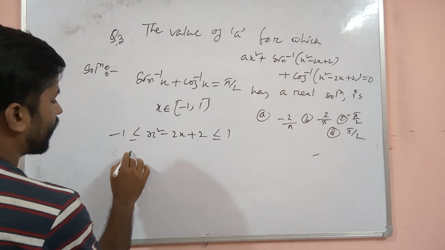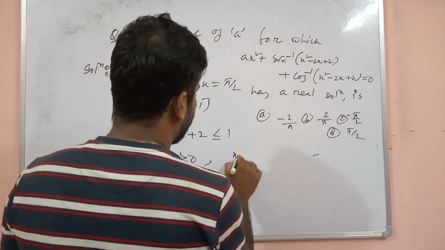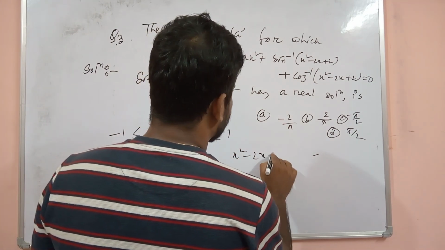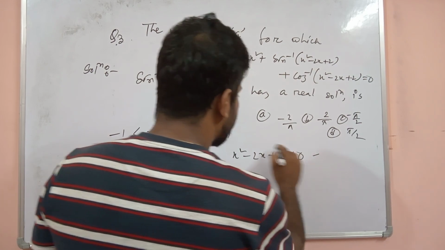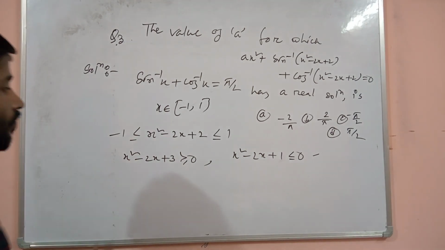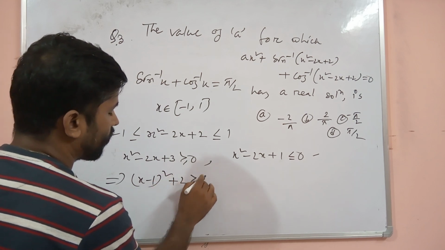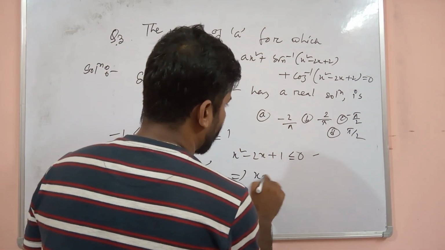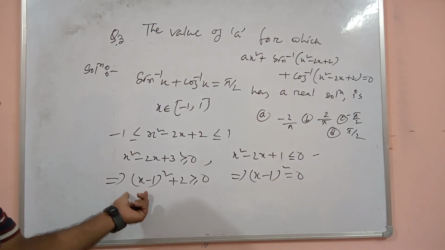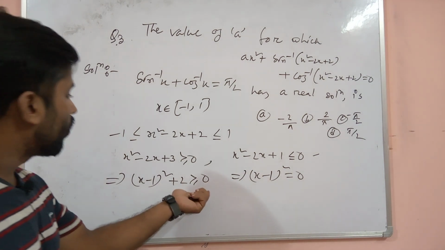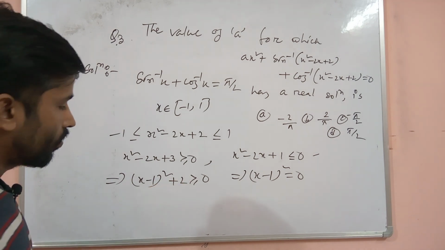So it suggests that x square minus 2x plus 3 is greater than or equal to 0, and x square minus 2x plus 2, minus 1 is less than or equal to 0. If we simplify it, then it would be like this, greater than or equal to 0, and it would be x minus 1 whole square is less than or equal to 0. Okay, so (x minus 1) whole square plus 2 is always greater than or equal to 0.